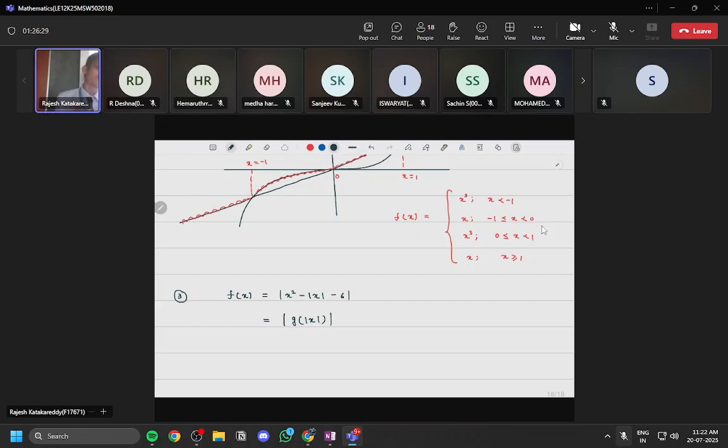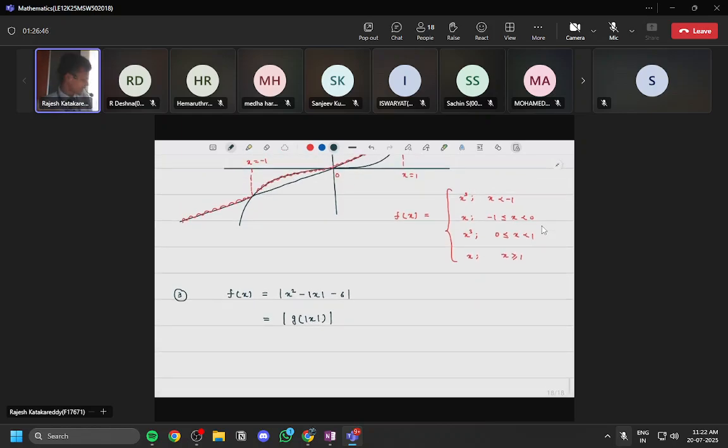There is no doubt about continuity. First of all, mod x is continuous. So the composition between x square minus x minus 6 and mod x will be continuous. Again, one more time you do. Continuous only, no need to worry about it. Now, first of all, how to get the graph of g of modulus of x from g of x?